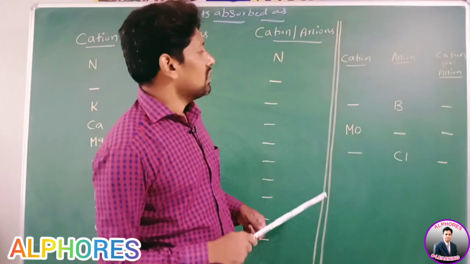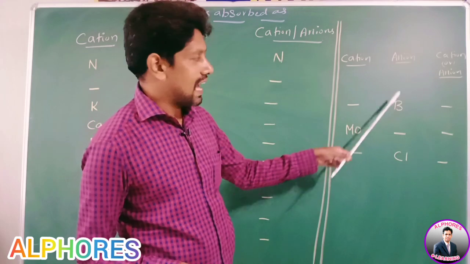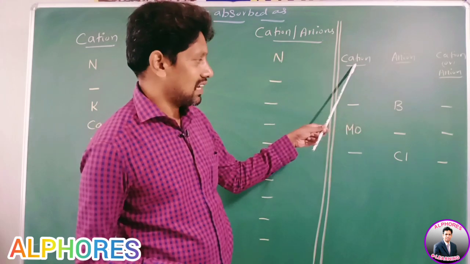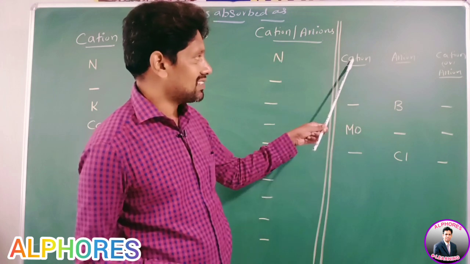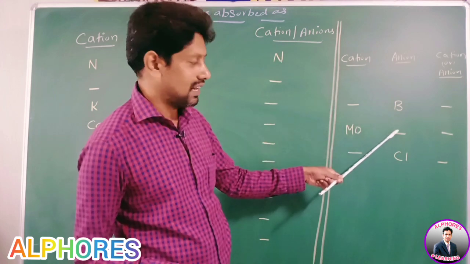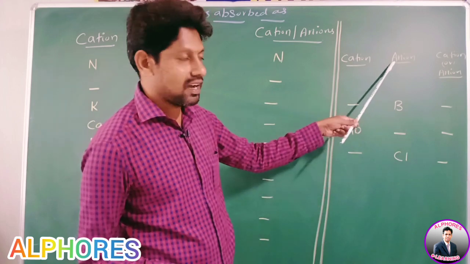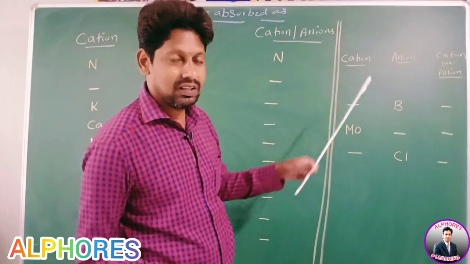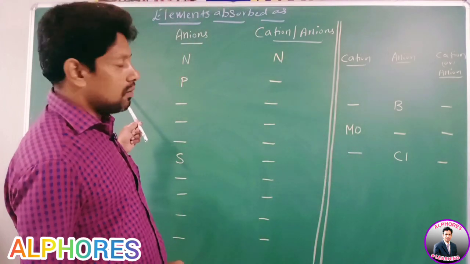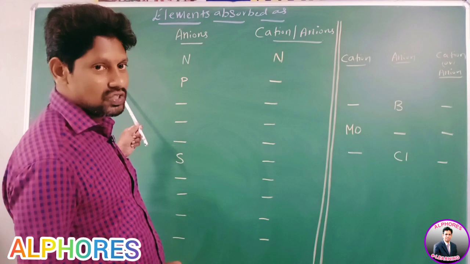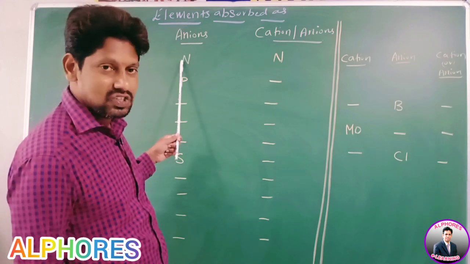Okay, right? Now go for boron. Plant absorbs boron as anion but not as cation. Molybdenum. Plant absorbs molybdenum as cation but not as anion. Take chlorine. Plant absorbs chlorine as anion but not as cation. Therefore, if you take nitrogen, plant is absorbing this nitrogen either in cation form or in anion form. Is this statement okay? Right?